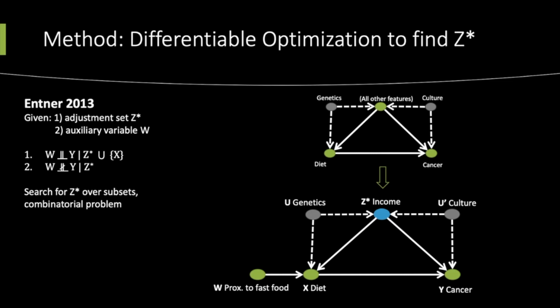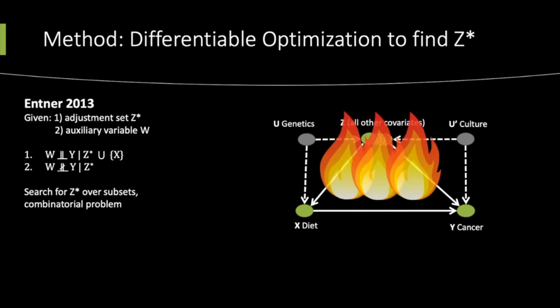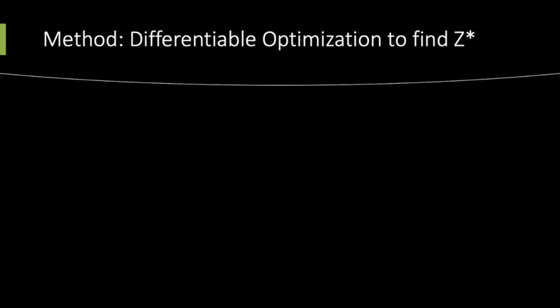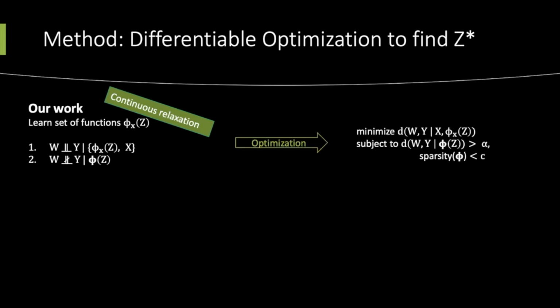It is important to note that their solution also introduces an auxiliary variable W that will function as an instrumental variable conditioned on the adjustment set Z star. However, as dimensionality of the dataset grows, this method will actually blow up. We extend Entner et al. by proposing a continuous relaxation, suggesting to learn a function phi over covariates Z that will identify the valid adjustment set Z star for us. We essentially replace independence statements with statements that minimize or maximize dependence, and then add sparsity as well.